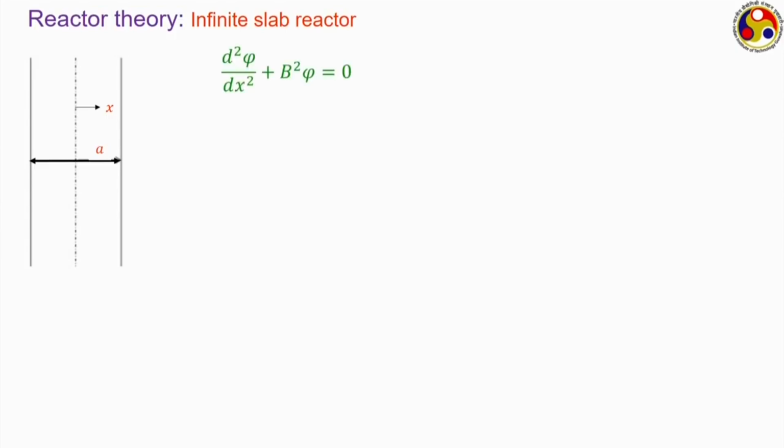So, this is the equation that we have just derived in the previous slide, d2 phi dx2 plus b square phi is equal to 0, where b is the buckling parameter, which is for, as we are assuming, a critical reactor. So, Bg square and Bm square are equal, and that is given by this b square. And again it is a very standard homogeneous equation. So, the corresponding solution will be a1 cos bx plus a2 sin bx. a1 and a2 are the two constants which we have to evaluate using the boundary conditions.